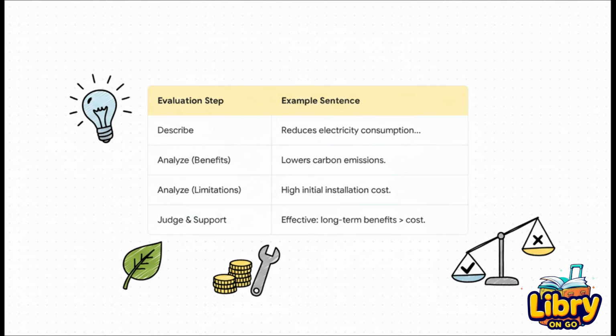Now just watch how our recipe builds the perfect answer, piece by piece. First, you describe: energy-efficient lighting reduces electricity consumption. Done. Next, you analyze both sides. The benefit? It lowers carbon emissions. The limitation? However, installation costs can be high. See that balance? That thinking then leads you to your final judgment, which is supported by your logic.